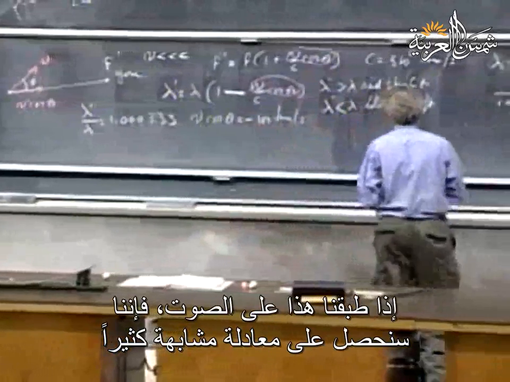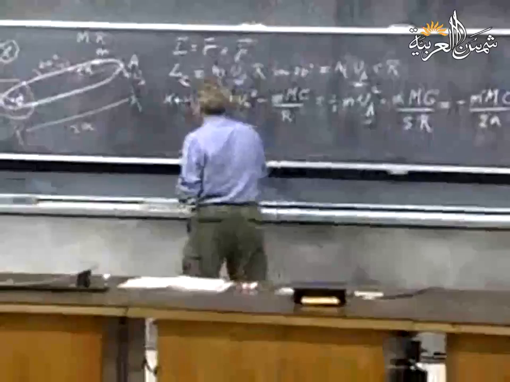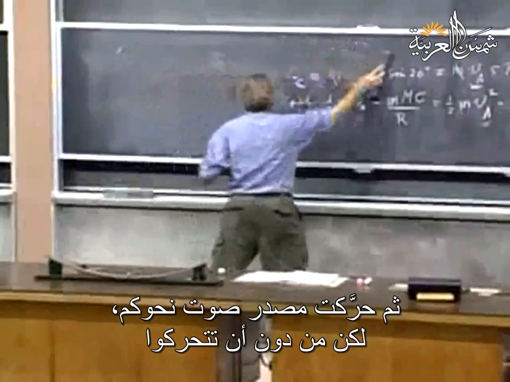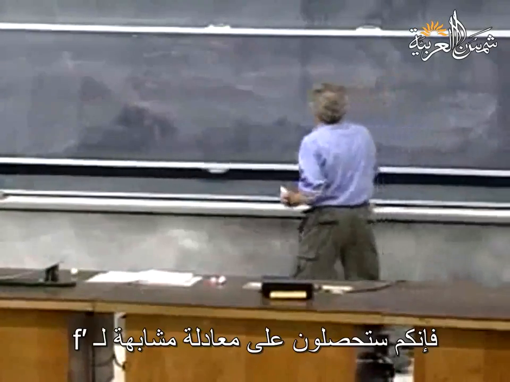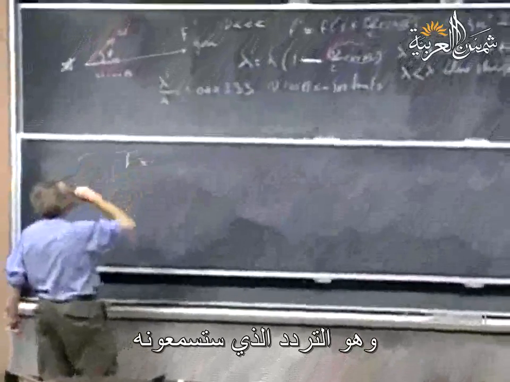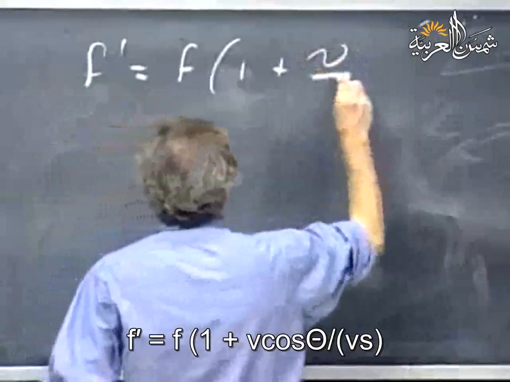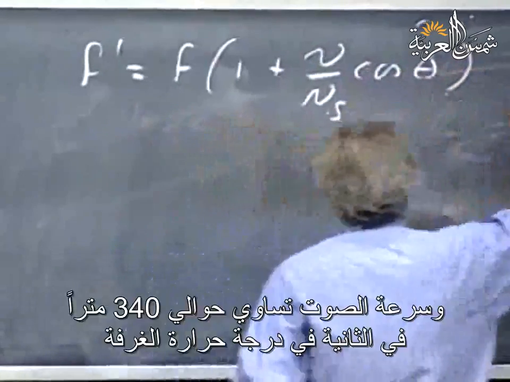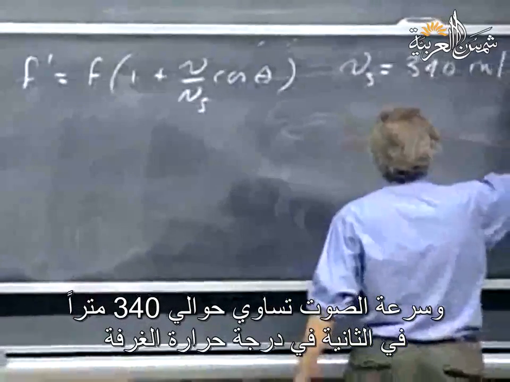If we apply this to sound, then we get a very similar equation. Suppose you sit still in 26-100 and I move a sound source toward you, but you don't move. Then you get a similar equation: f prime, the frequency that you will hear, equals f times 1 plus v over v sound times the cosine of theta. And the sound speed is about 340 meters per second at room temperature.